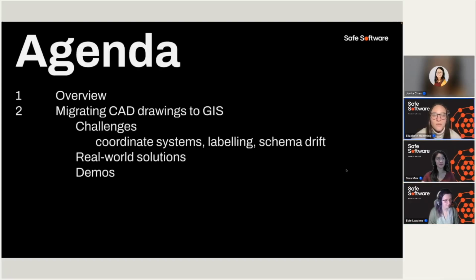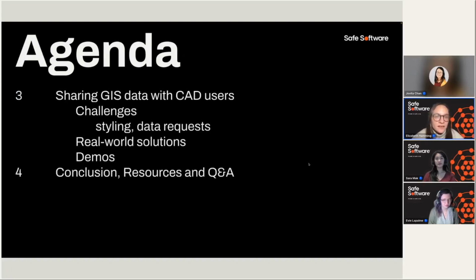Fantastic. Thank you both. And just a quick overview of our agenda. So we're going to be going through an overview of the topic today. Then we'll be going into migrating CAD drawings to GIS, challenges there, and then specifically with coordinate systems, labeling, and schema drift, which are common ones. Real world solutions we'll be demonstrating through some demos as well. Then we'll move on to sharing GIS data with CAD users, challenges, styling, and data requests specifically, and also real world solutions and demos on that subject. Then we'll have a conclusion with some resources to help you get started and our Q&A session.